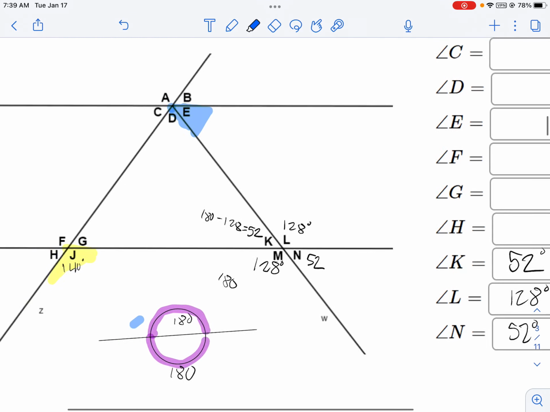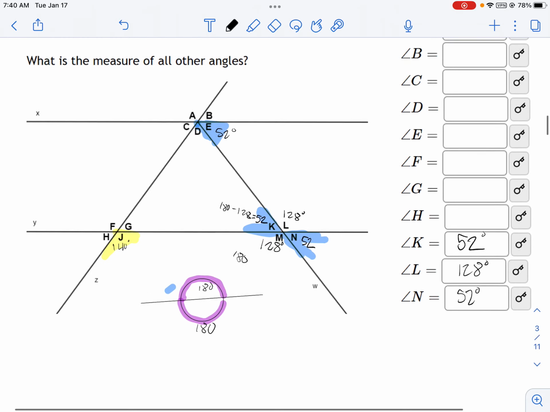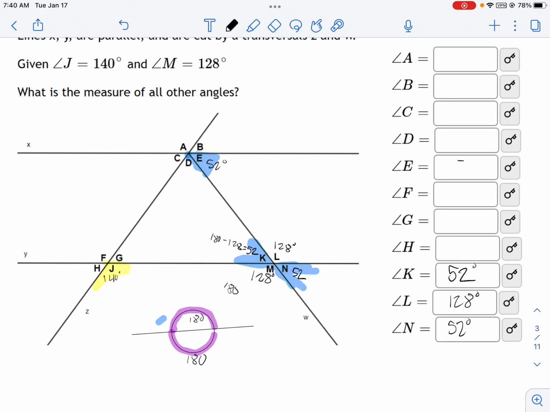Because they're on the inside of the parallel lines, that would be an alternate interior angle, which means that K is congruent to E. You'll notice that this is the bottom right, N is a corresponding angle to angle E. So either way, angle E is 52 degrees, because you'll notice that K and N are both the same. So that means that E is 52.